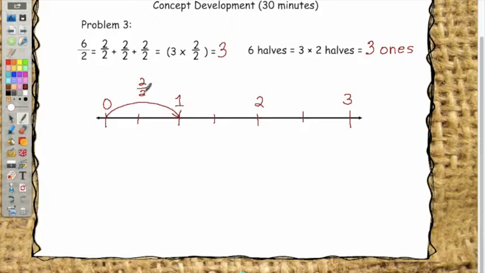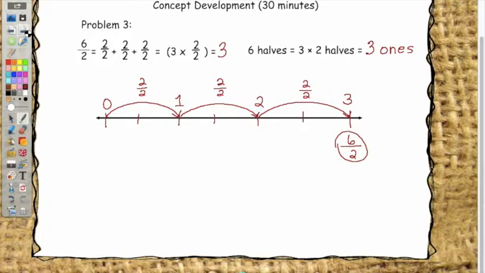So 2 halves plus what? 2 halves. 2 halves plus 2 halves equals 3. No, 6. 6 halves or 3 ones. Okay? So did you write your 6 halves on there? Okay. So even though they gave us the answer, we still had to put it on the number line correctly.